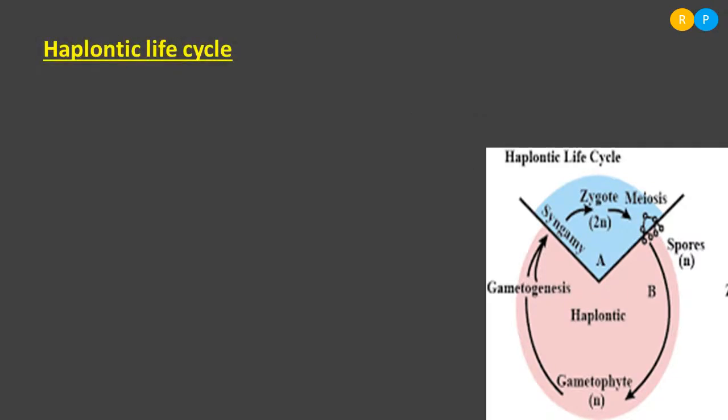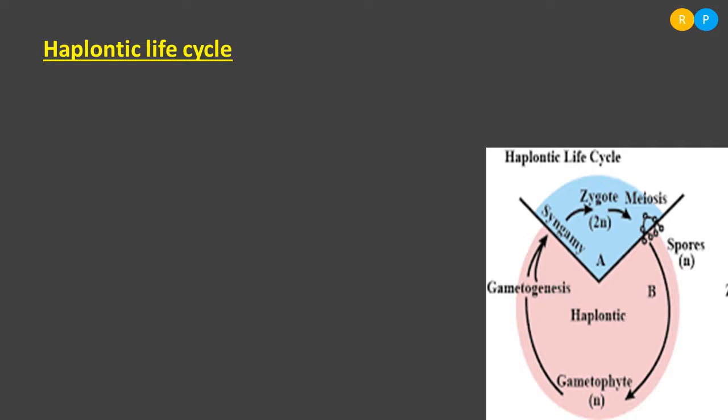Type A is the haplontic life cycle. What do you mean by this haplontic life cycle? In the name itself you can understand the meaning of this life cycle. Haplontic is nothing but haploid phase. In some groups of plants the haploid phase dominates compared to the diploid sporophytic phase. Clear? If the plant shows a dominant haploid phase, such a life cycle is named the haplontic life cycle.